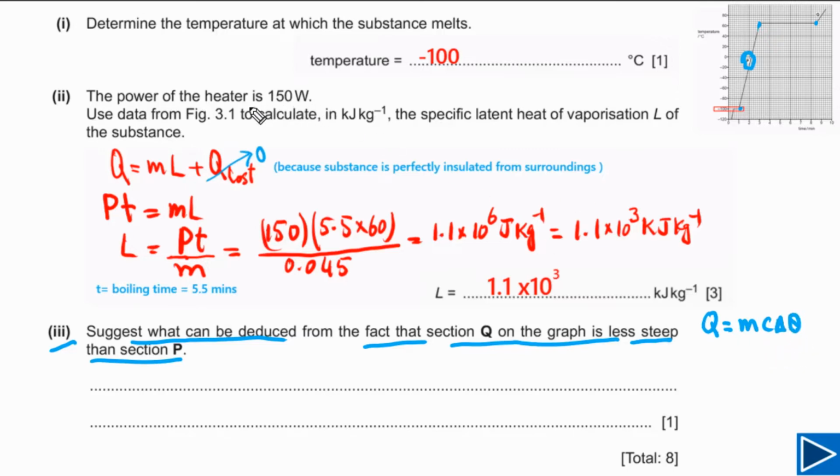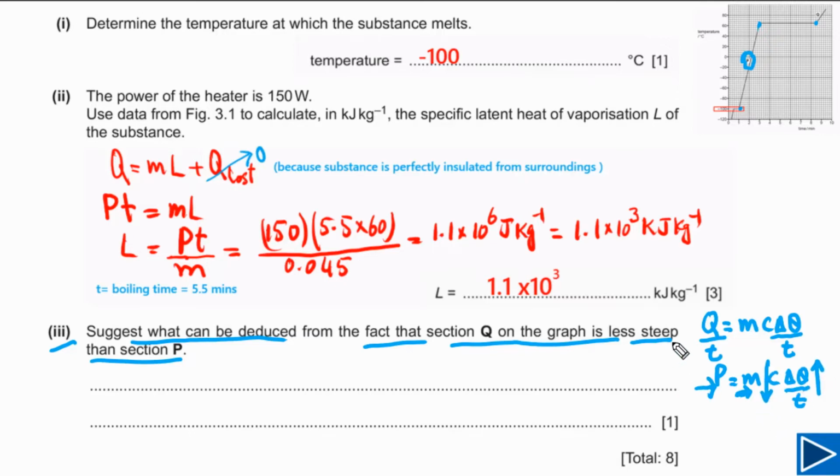But for this question it is given that the heater has this power, so we can divide both sides by time. So now this is the power, and here we also need to divide by time. We can simplify this and say in this case P is equal to mc delta theta divided by time. Now P is the same because we are using the same heater to heat liquid in this region and gas in this region. So P is the same, and the mass of the substance is also the same. If this is greater, it means the C is lower.